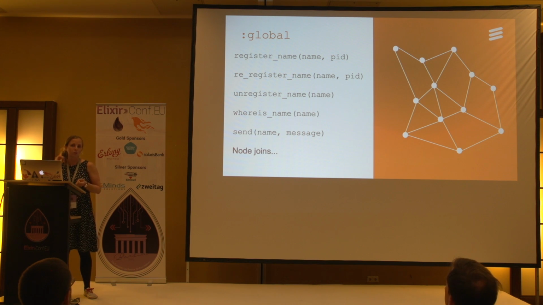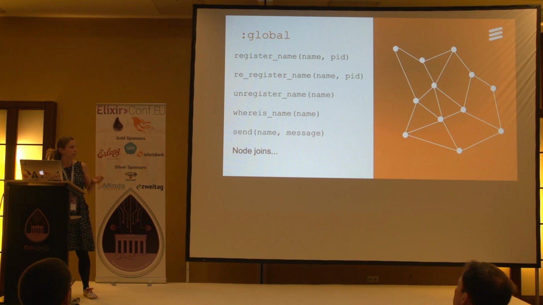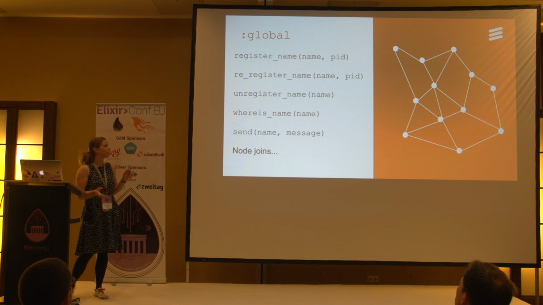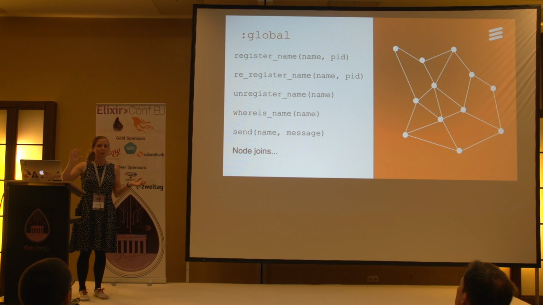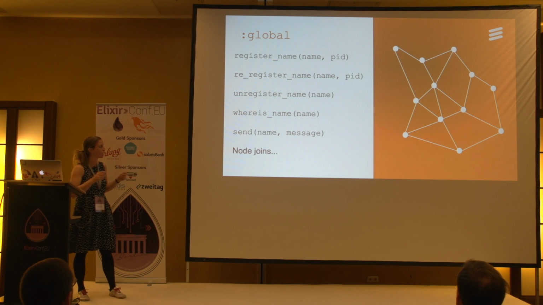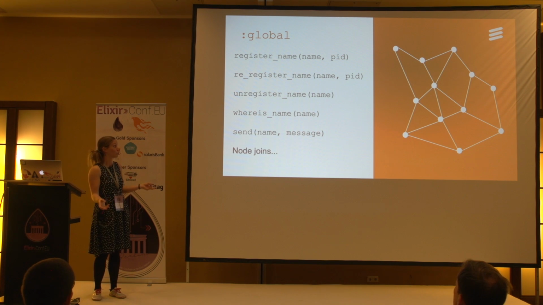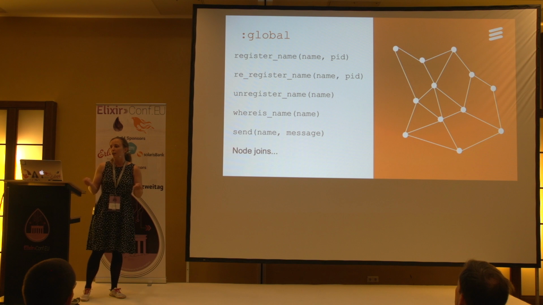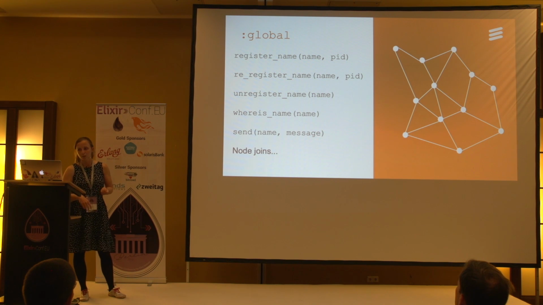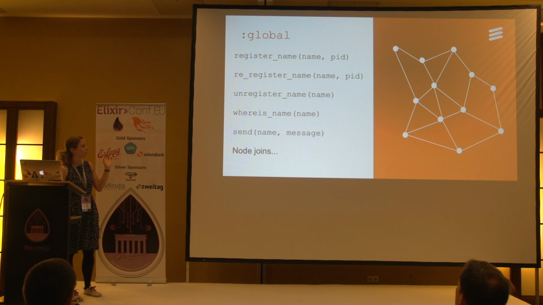And it's using the full mesh to handle the registrations. So when you register a name, global will first acquire a lock by sending a message to all the nodes in the system. When it has the lock, it's just locking the name, it's not locking everything, but it's still a lock. When you have the lock, it will send a message to all the nodes in the system again to ask them to save the name process ID pair locally. And finally, when that is done, it will release the lock. The same thing goes for the re-registration and unregistration, more or less.